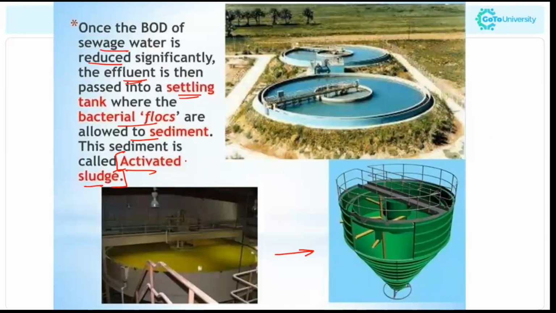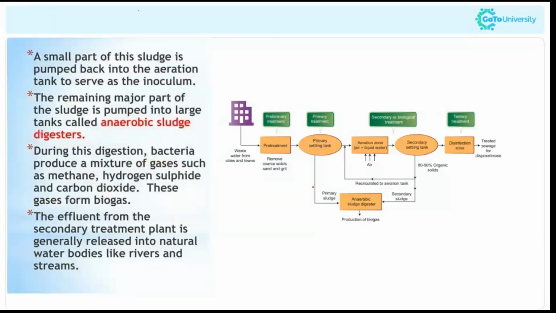Now, what happens to the activated sludge? A small part of the activated sludge is pumped back into the aeration tank to serve as an inoculum, as a starter organism. Here the organisms will be consuming the carbohydrates, these organic molecules, and reducing the BOD, isn't it? And the remaining major part of the sludge is pumped into the larger tank called the anaerobic sludge digester.